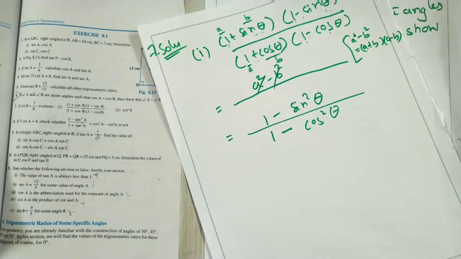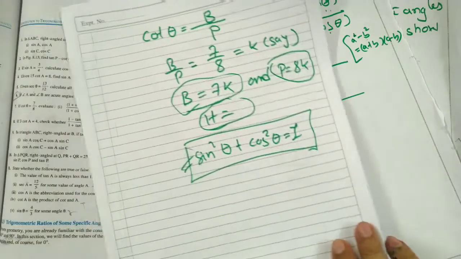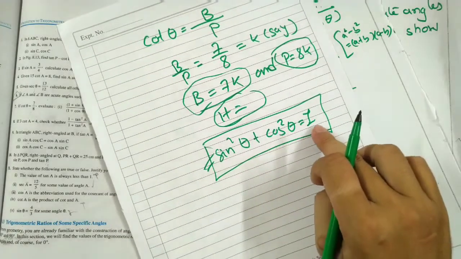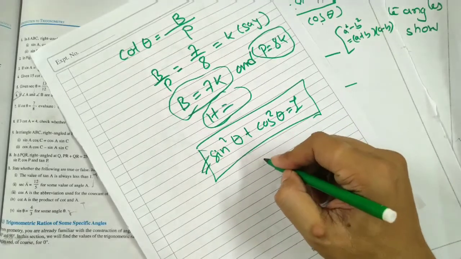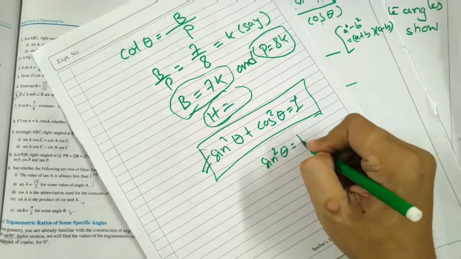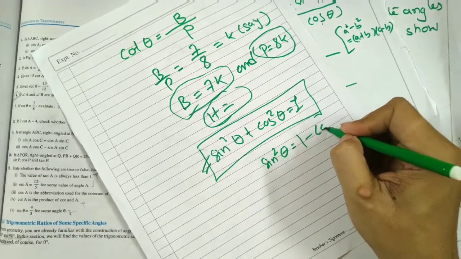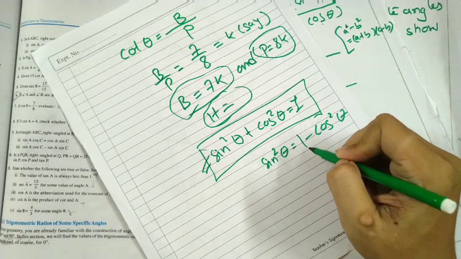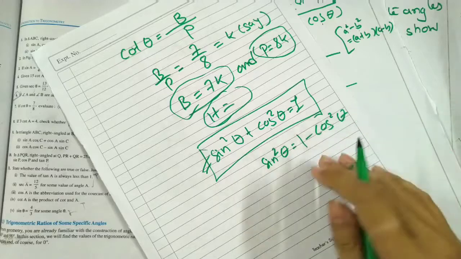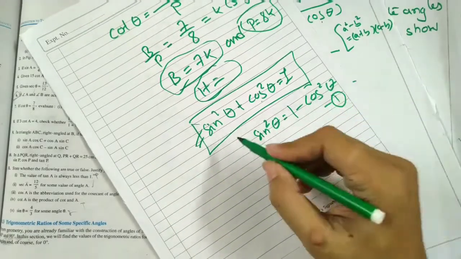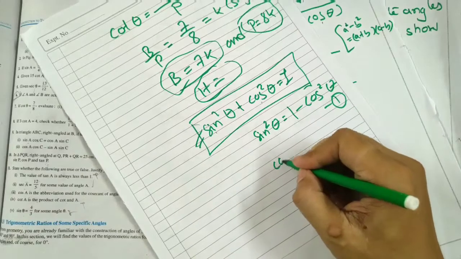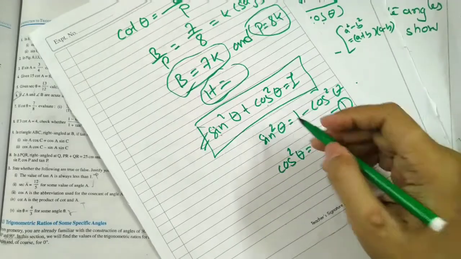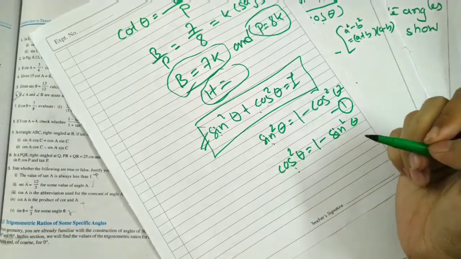After that, what we can do, now we can use this identity: sin square theta plus cos square theta equal to 1. If sin square theta plus cos square theta equal to 1, then what can we write? Sin square theta is equal to 1 minus cos square theta. Means if we take cos square theta to the right hand side, sin square theta will be equal to 1 minus cos square theta. Similarly, if we take sin square theta to the right hand side, we get cos square theta equal to 1 minus sin square theta. So from this identity we have got two more identities.